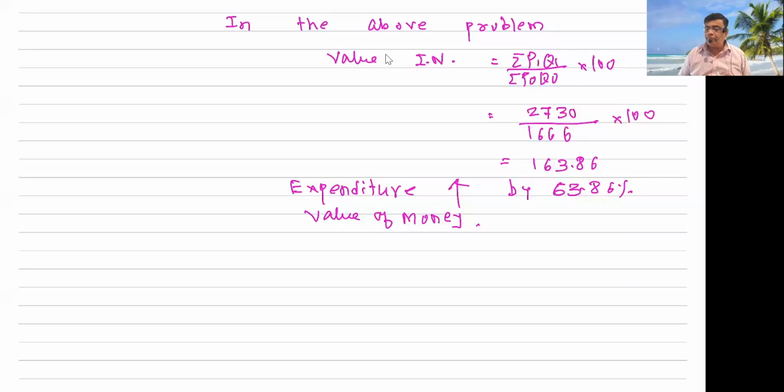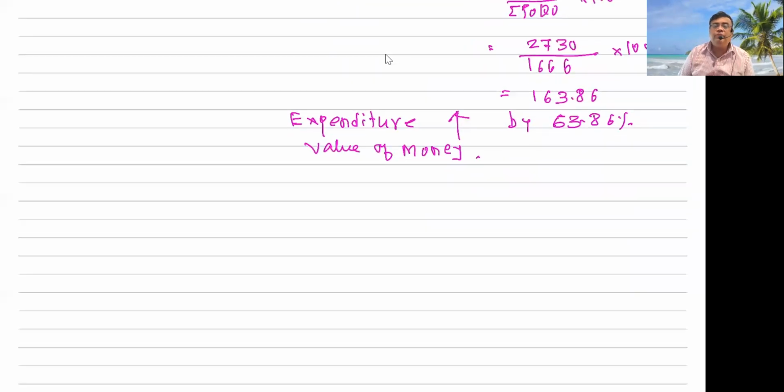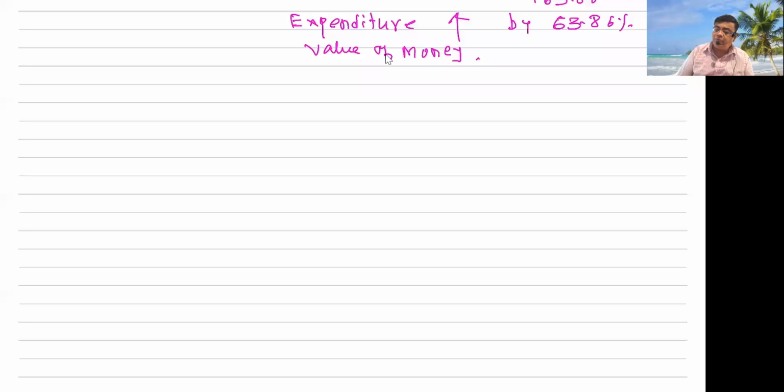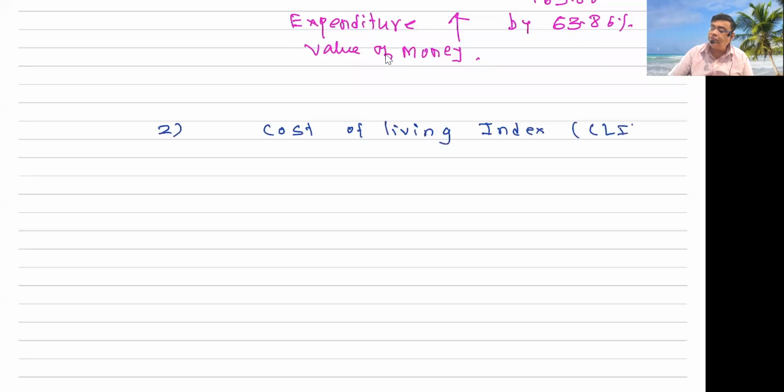I want your complete concentration. Now look at me. Yesterday we made a list of formulae, right? Then I come to the next concept, the second type of this chapter, and the concept is of cost of living. The cost of living index, which we are going to abbreviate as CLI.